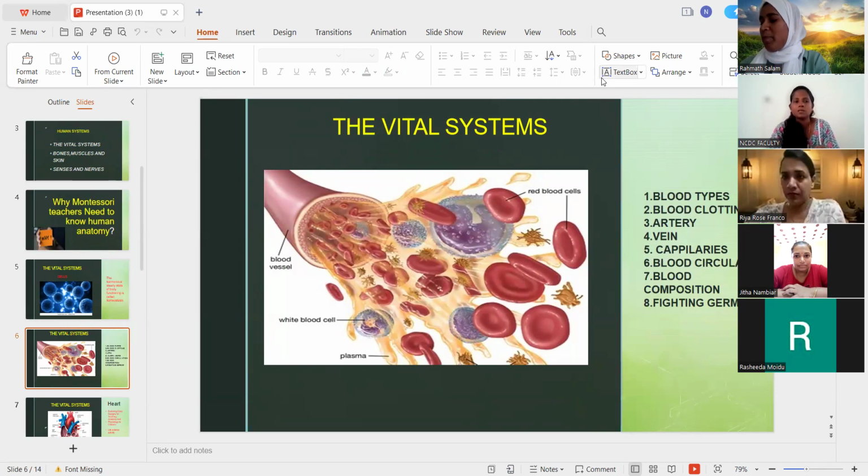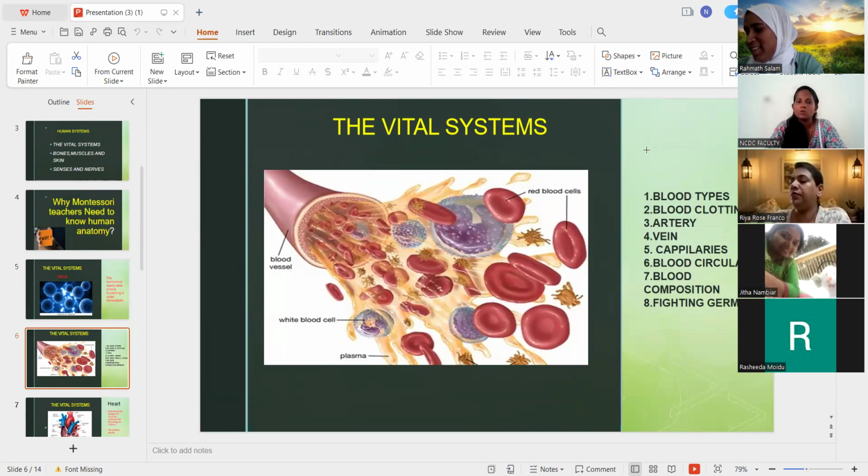Blood components. Blood composition is very important to maintain our health status. This is the blood vessel. In this blood vessel, we have a lot of cells. A drop of blood will have white blood cells, plasma, red blood cells, platelets, leukocytes. These are the three main things: white blood cells, plasma, and red blood cells.